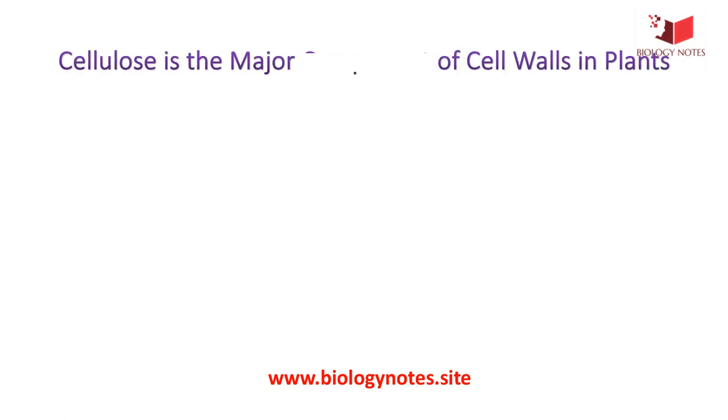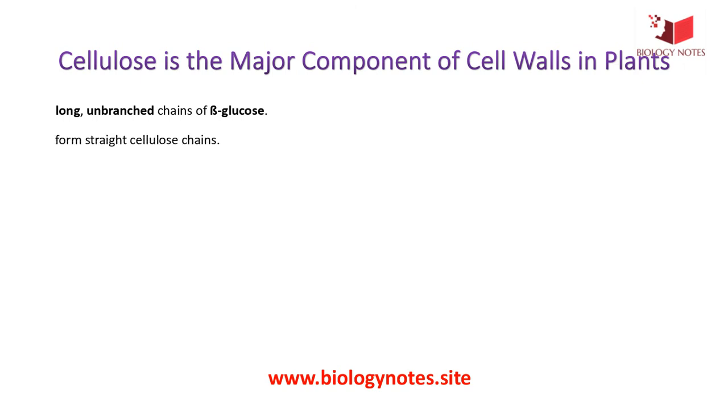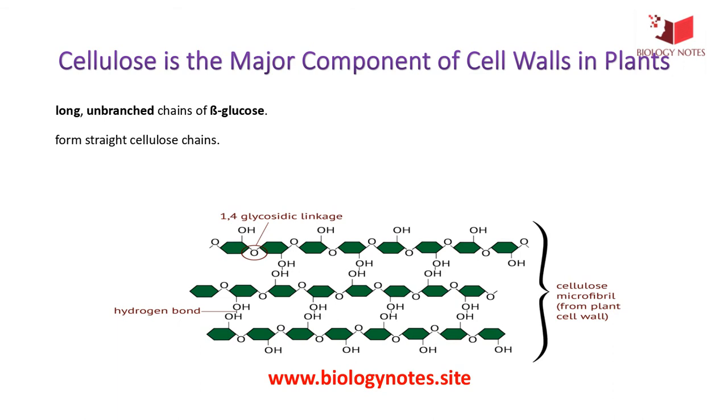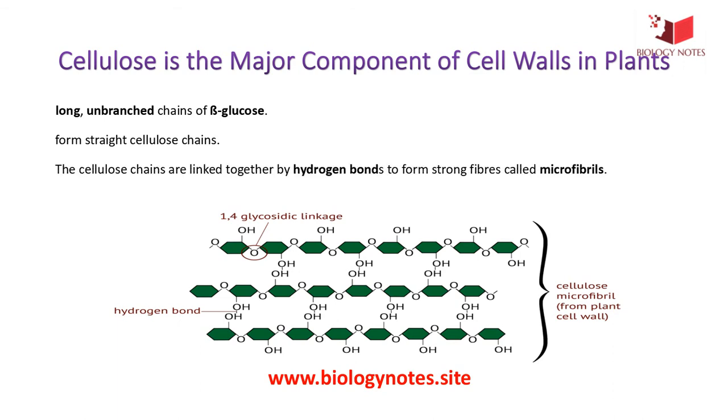Cellulose is the major component of cell walls in plants. Cellulose is made up of long, unbranched chains of beta-glucose. When beta-glucose molecules bond, they form straight cellulose chains. The cellulose chains are linked together by hydrogen bonds to form strong fibers called microfibrils. The strong fibers mean cellulose provides structural support for cells, for example in plant cell walls.